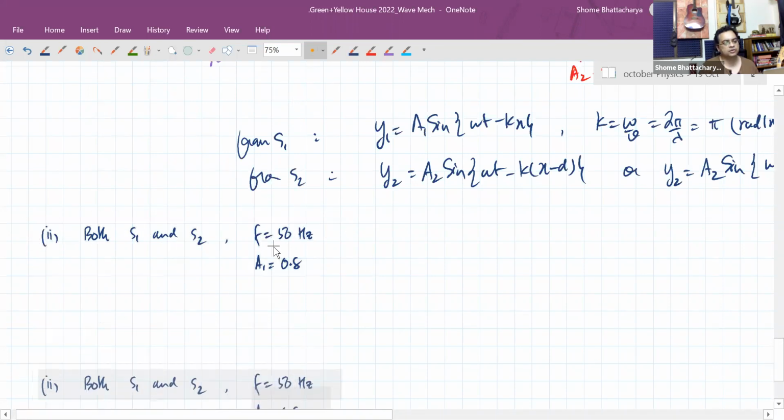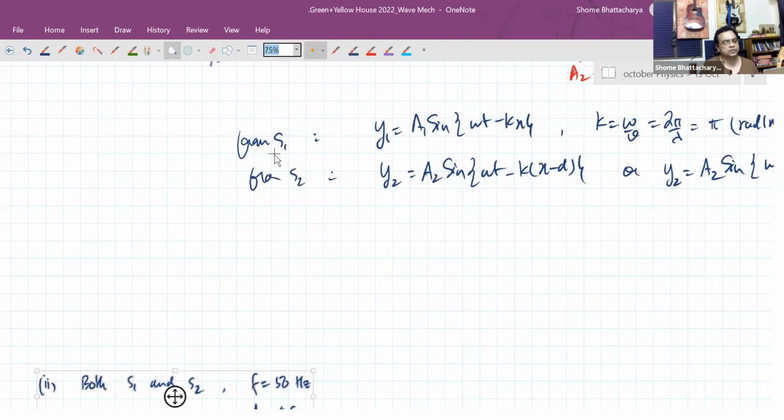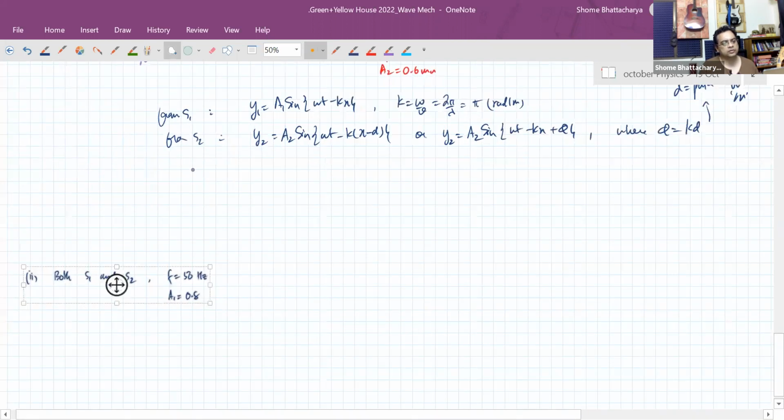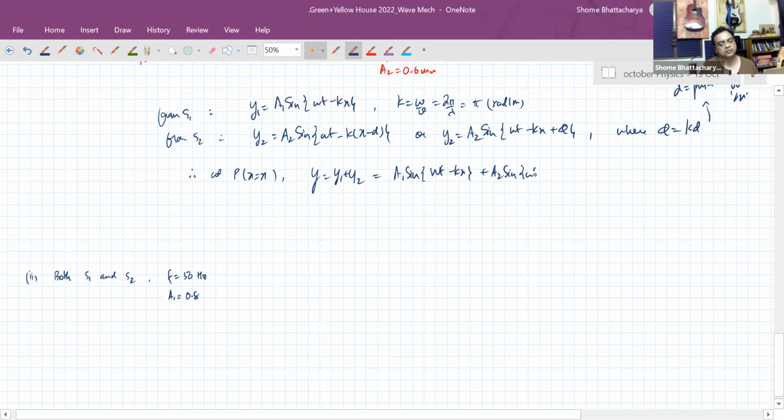We've calculated the phase difference, but now about the net amplitude. At point P, x equal to x, the resultant wave is the interference of these two, where phi after the calculation comes out to be pi by 2. So that means the net amplitude is going to be square root of a1 square plus a2 square, which in the phasor diagram will look like this.